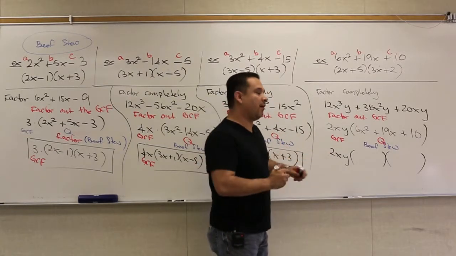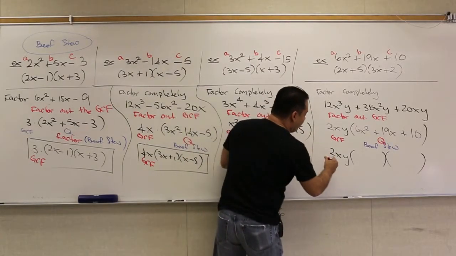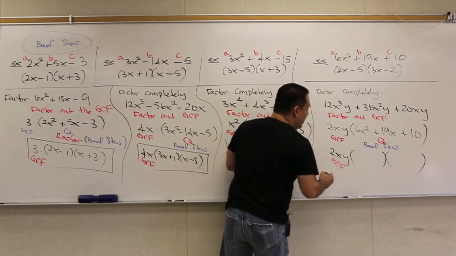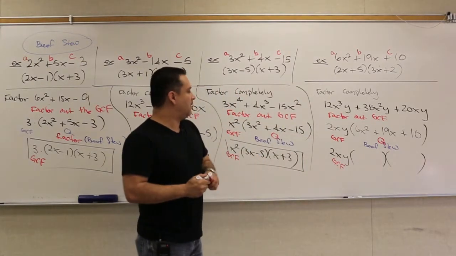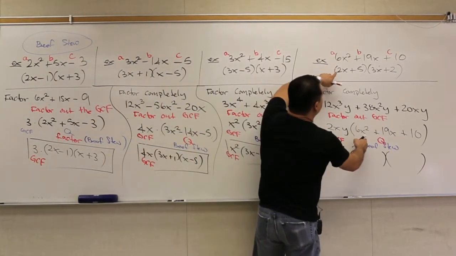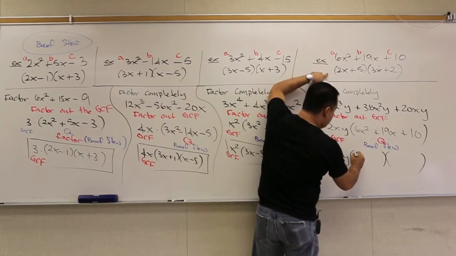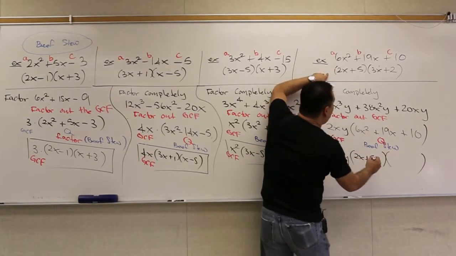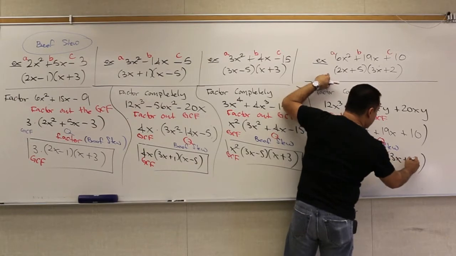Two xy. I'm going to label it. I'm going to bring down my greatest common factor. I don't want to forget that. I want every point possible on a test. So then now, we already factored this. And you got what? 2x plus 5, and you get what? 3x plus 2.